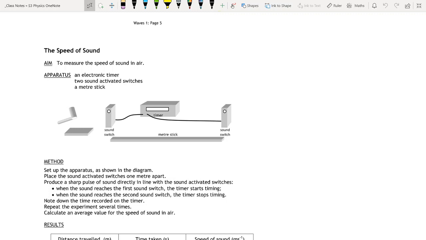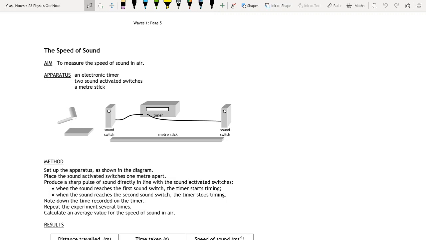And wavelength, probably the most difficult one to explain. Go on, Harris. Yep, so the easiest way to describe it is the length from one crest to the next crest. But you can say from one point on the wave to the same point on the next wave. So wavelength is the length of one wave.